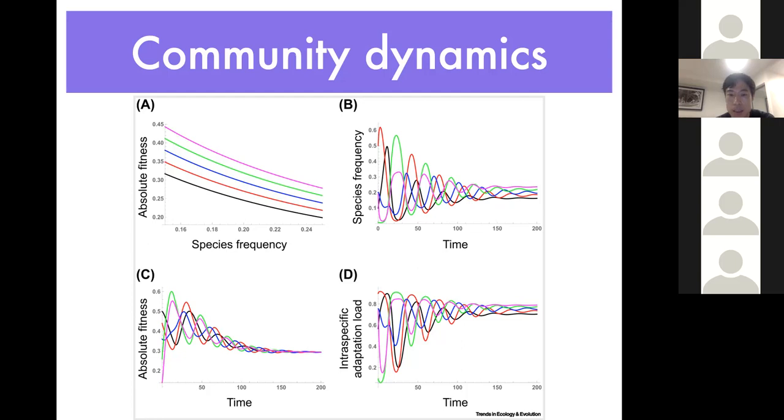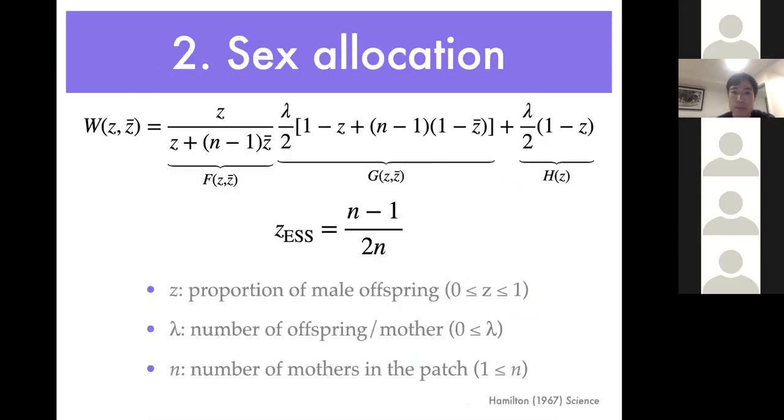And the intraspecific adaptation load, which we defined previously, is shown like this. And this again shows that the common species has higher intraspecific adaptation load. This is a second example of our general framework.